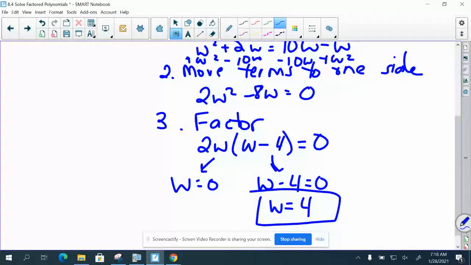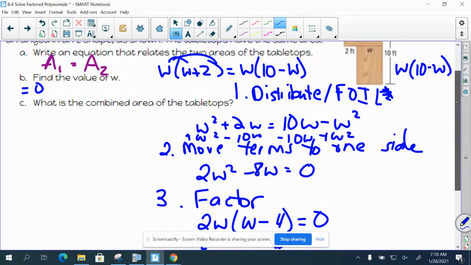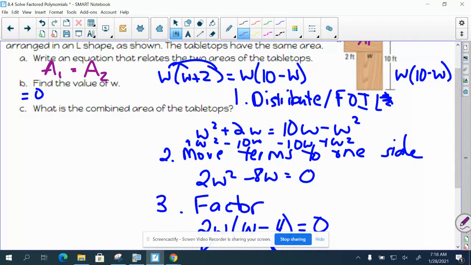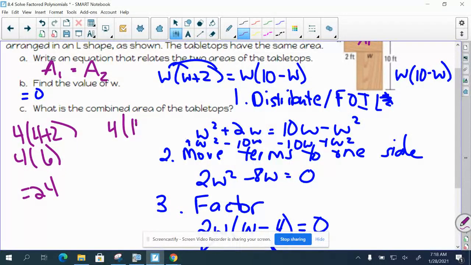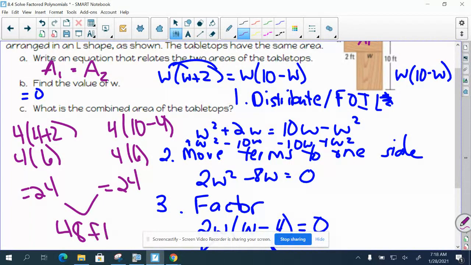Now part C, if you go back up to it, asks what's the combined area of the tabletops? What you would do is plug 4 back into either one of these. If we did this one, 4 times 4 plus 2 would be 4 times 6, which is 24. Now what if you did it for this one? You would get 4 times 10 minus 4. 10 minus 4 is 6, and you get 24 again. So they should be the same, which is what we would expect. Then the combined area would be 48 feet squared.